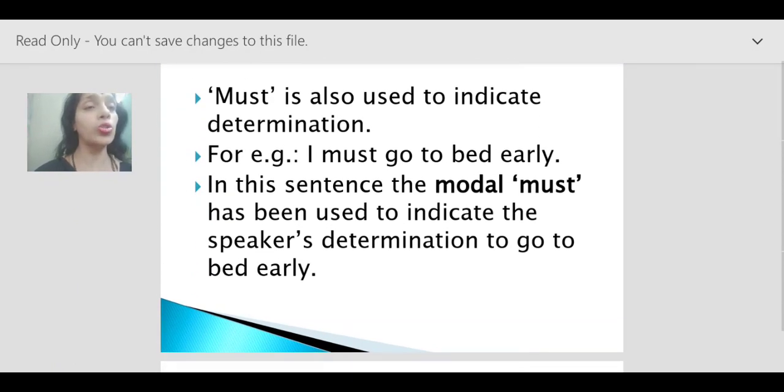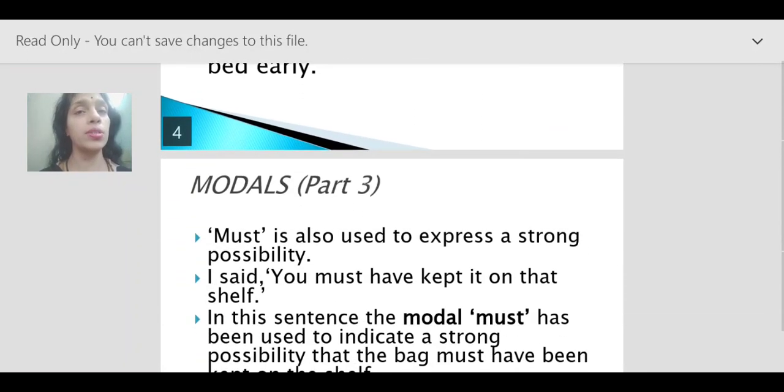Must is also used to indicate determination. For example, I must go to bed early. In this sentence, the modal must has been used to indicate the speaker's determination to go to bed early.